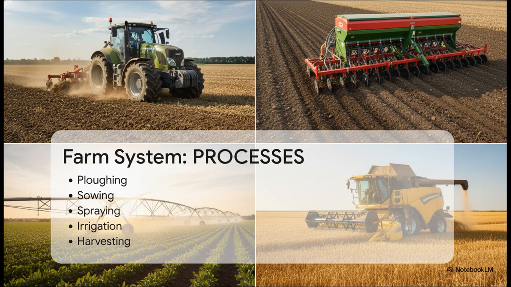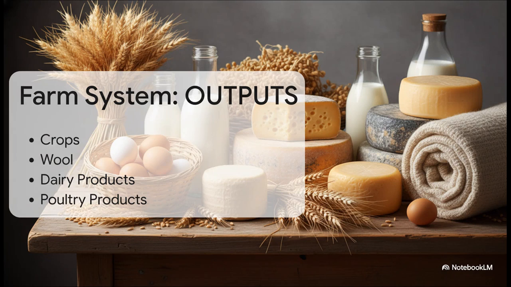Next up are the processes. This is the actual work. Plowing the fields, sowing the seeds, spraying to protect the crops, irrigating to give them water, and finally, harvesting. This is the stage where all those inputs are put to work. And what do you get at the end? The outputs. This is the result of all that effort. You get the crops themselves, like wheat and corn, but you also get products from livestock like wool, dairy, and eggs. These are the things that eventually end up on our plates.